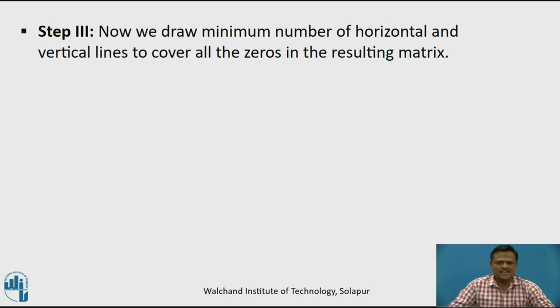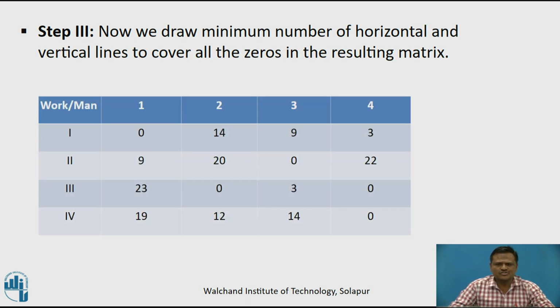Step number 3 is very important, friends. Here we need to draw a minimum number of horizontal and vertical lines to cover all the zeros. Friends, here there is no criteria as such to draw the minimum number of lines to cover all the zeros. What I can tell you is that you try to cover the maximum zeros of a particular row or column. In this way, if you try and draw the minimum number of lines, it will definitely help you.